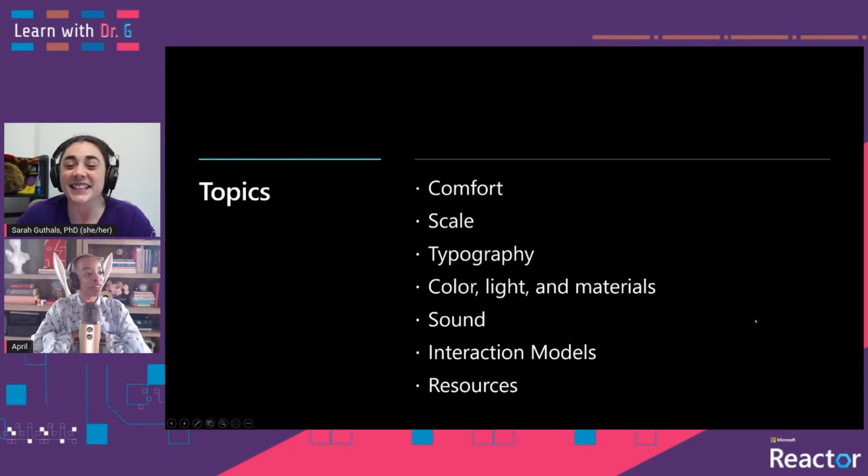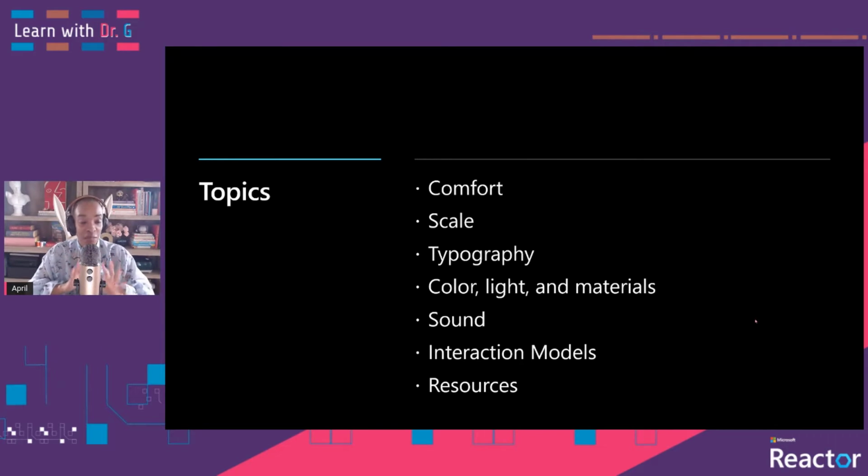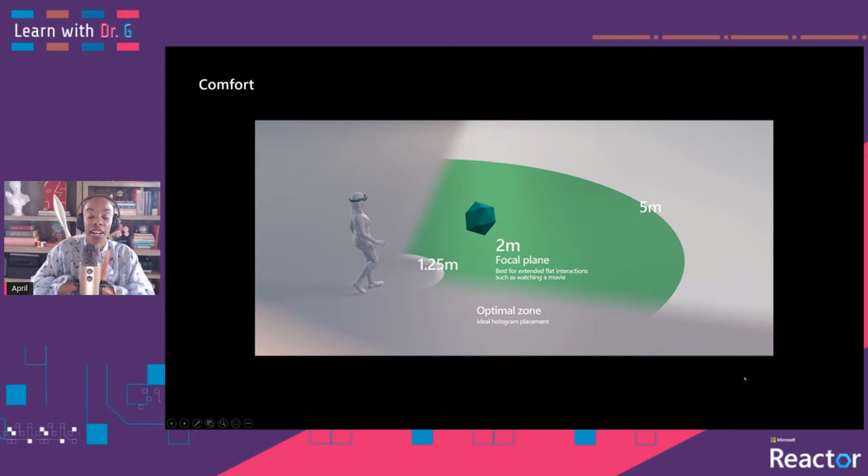All right, so today we're going to cover the following areas. We're going to talk about comfort, scale, typography, color, light, and materials, sound, interaction models, and then I'm going to share some resources for those of you who want to read more about this once we're done today. Okay, so starting with comfort.